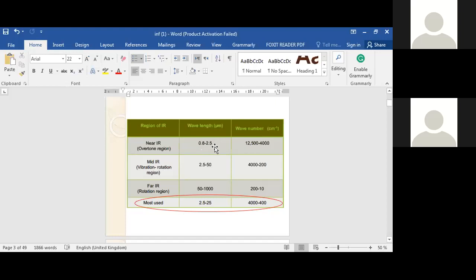And this region, or this technique, is typically used in applications including medical and physiological diagnostic research, including blood sugar and functional neuroimaging. Another region is mid-IR, and this region is from 2500 nanometer to 5000 nanometer. It includes vibration, rotation region.